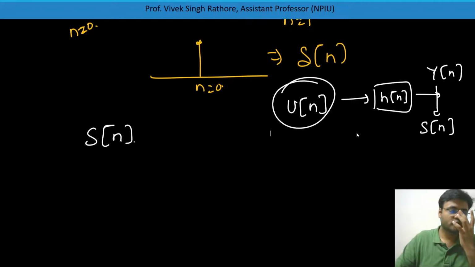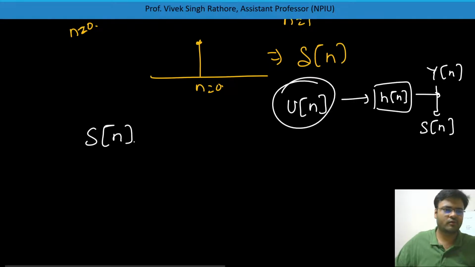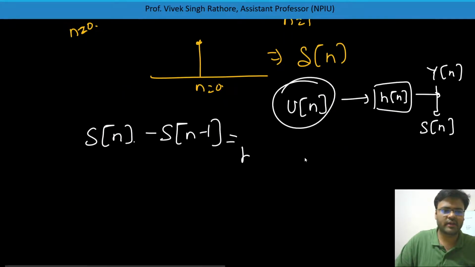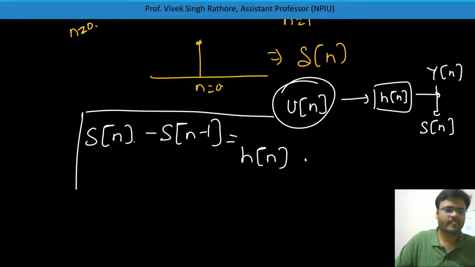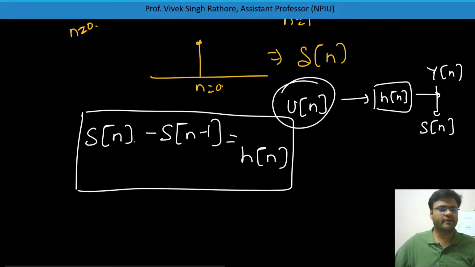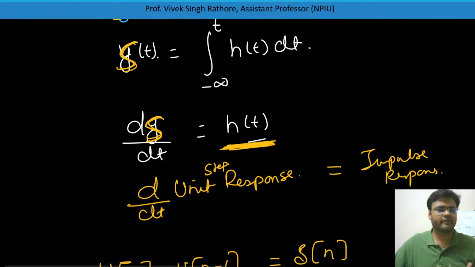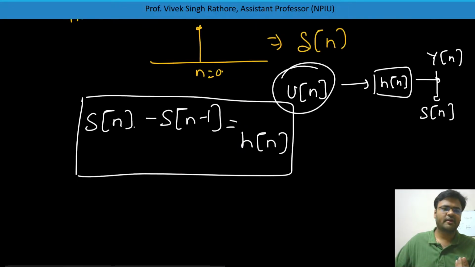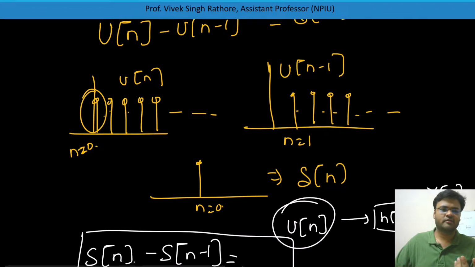So for u of n minus u of n minus 1, which we have written just now, we can write s of n minus s of n minus 1, and here we can write delta n, and for delta n the output is h of n. This is also one of the most important questions which you should remember: whenever the unit step response is differentiated, in continuous time or in discrete time, you will get the impulse response. So differentiation of the unit step response will be the impulse response.